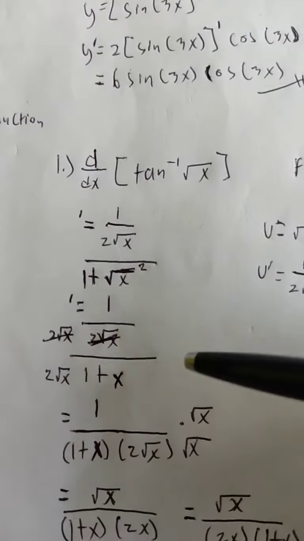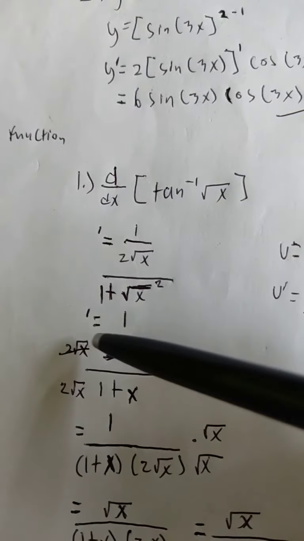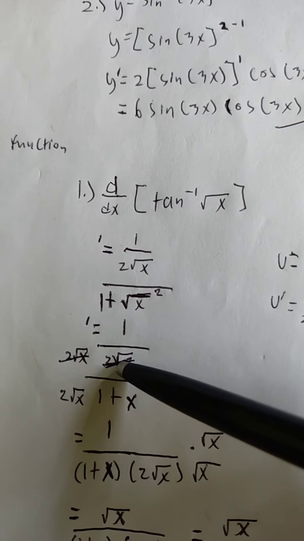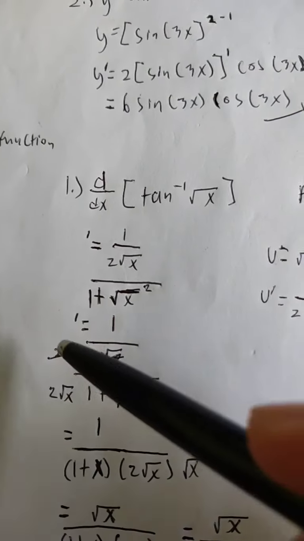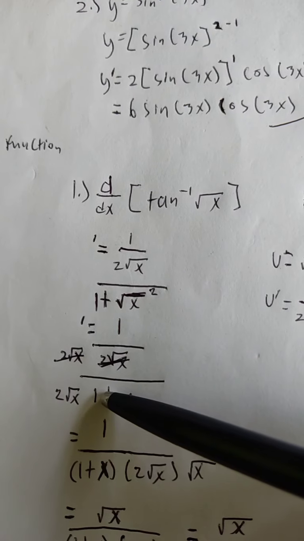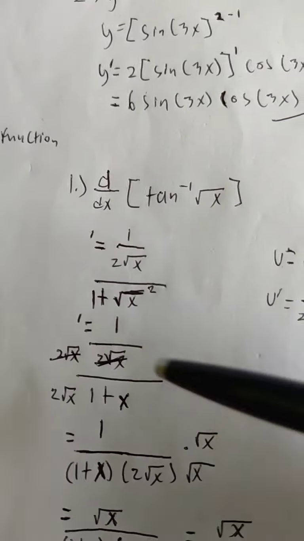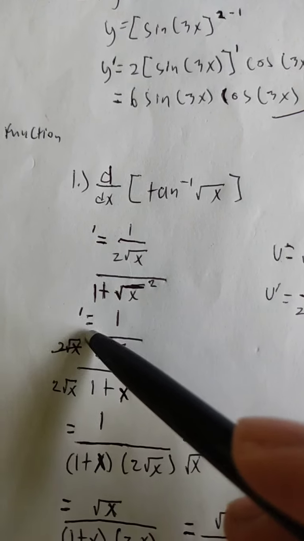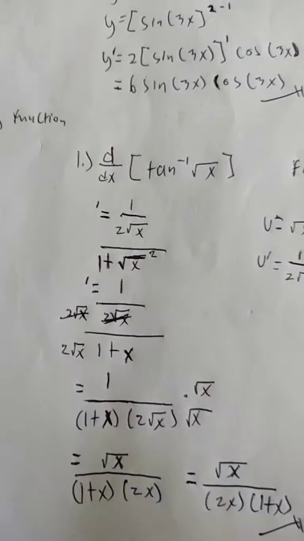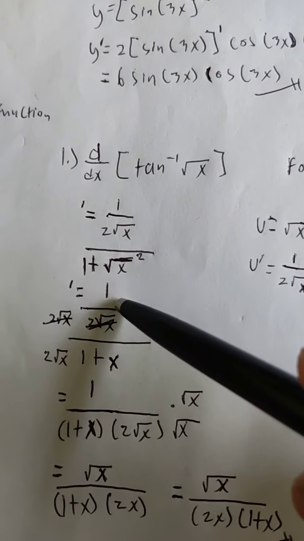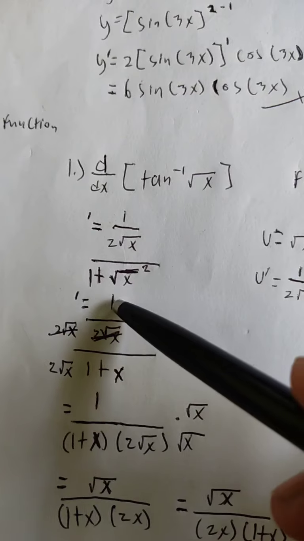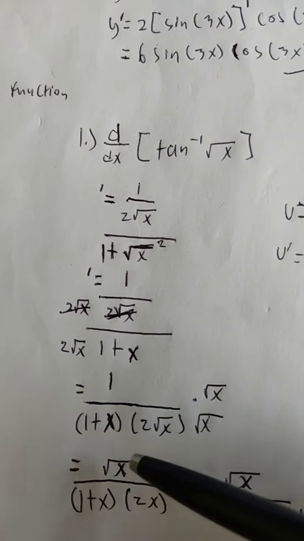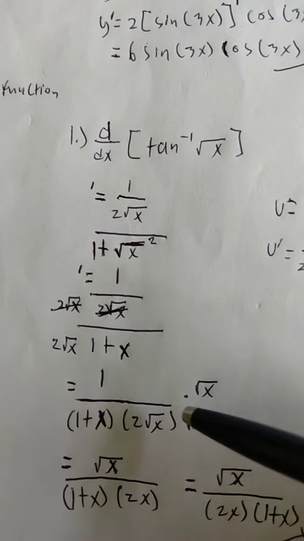So in order for us to get rid of the fraction in the numerator, we must divide both the numerator and the denominator by the term 2 square root of x. So the 2 square root of x in the numerator will be cancelled out, so that would be equal to 1. Because 2 square root of x is cancelled out, there's only 1 remaining. 1 all over 1 plus x times 2 square root of x.